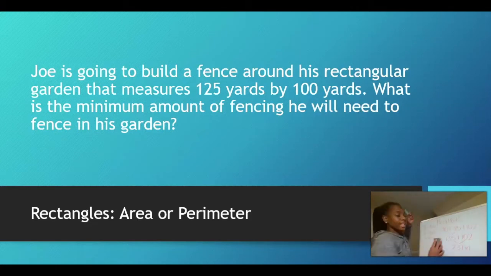Notice that there is not an image given to us, so since there isn't an image given to us, you always do what? Draw your image out. So I'm going to draw out a rectangle. And just because they use the word by, it doesn't mean that they don't give you the length and the width. 125 yards by 100. That is the length and the width. 125, and then I'm going to put 100 and then yards.